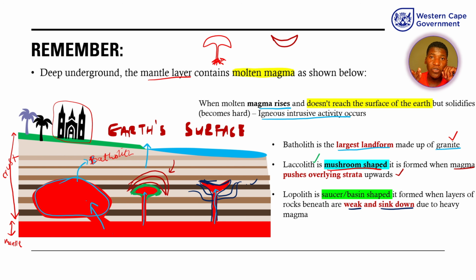As for the shapes, a batholith is the biggest one. A laccolith is mushroom shaped. A lopolith is saucer shaped, or basin shaped. In grade 11, you're still going to do more, but for grade 10, you just need to know these three.